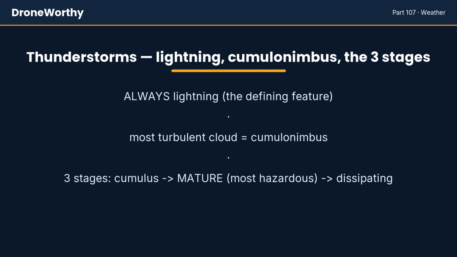Two. The most turbulent cloud in the sky is the cumulonimbus, the thunderstorm cloud itself. Violent up and down drafts, the most dangerous air there is. Three. A thunderstorm grows through three stages: cumulus, mature, and dissipating. And the mature stage is the most hazardous, when the updrafts and downdrafts are both raging at once.